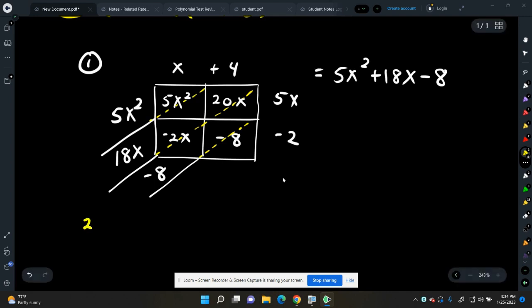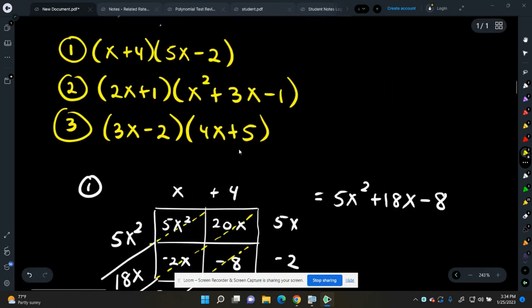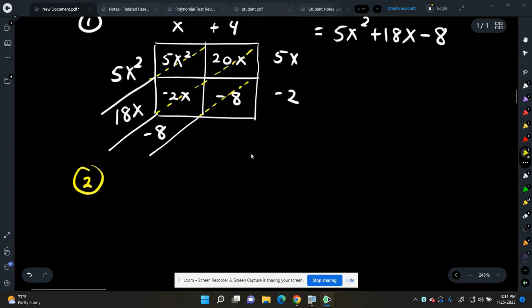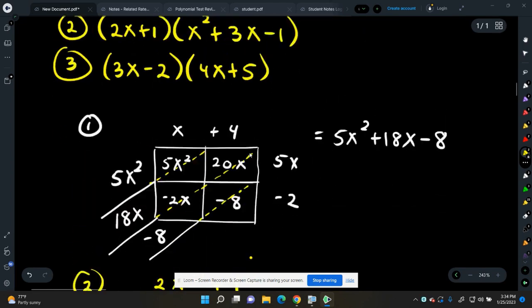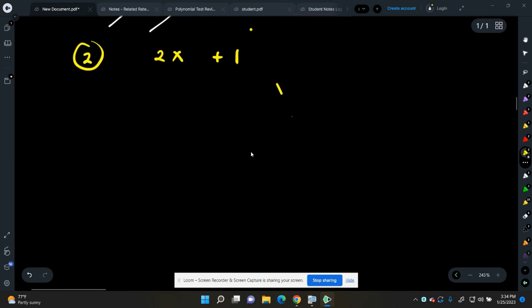Okay, number 2. Let's see, 2x plus 1 and x squared plus 3x minus 1.